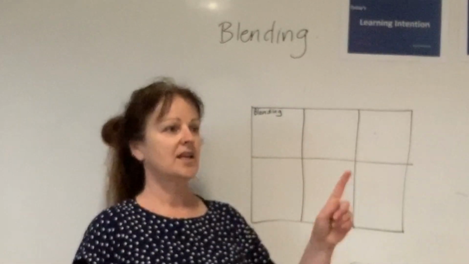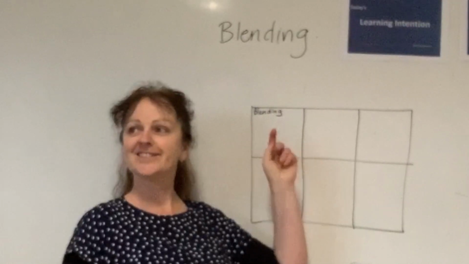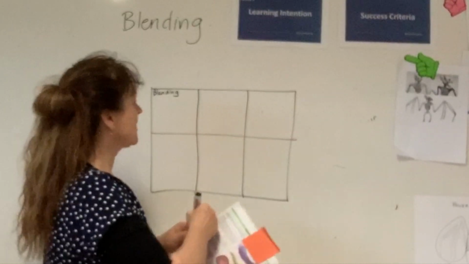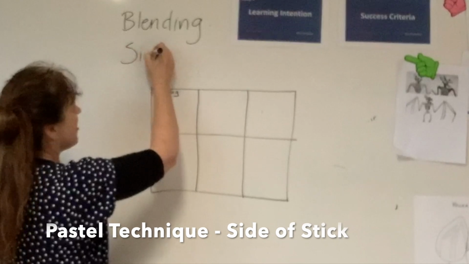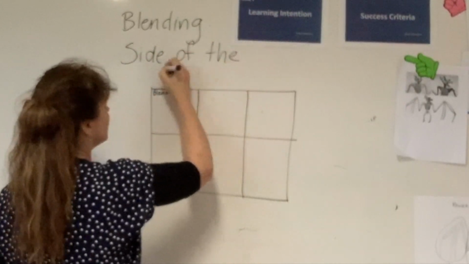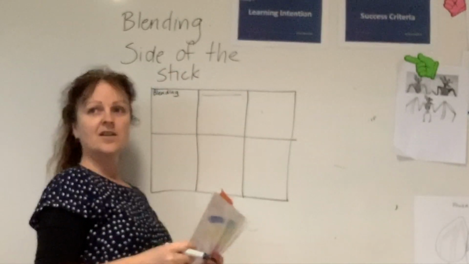B-L-E-N-D-I-N-G. And you're writing blending in the first section. Okay, going in the second box is side of the stick. And that sits in.